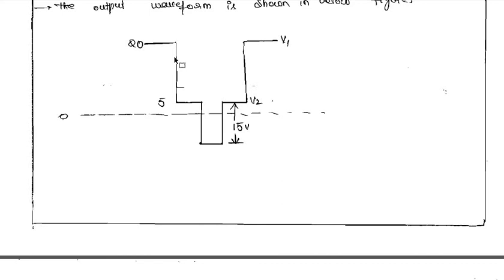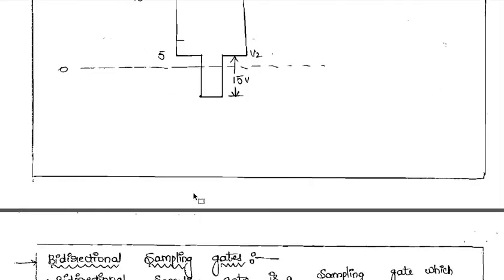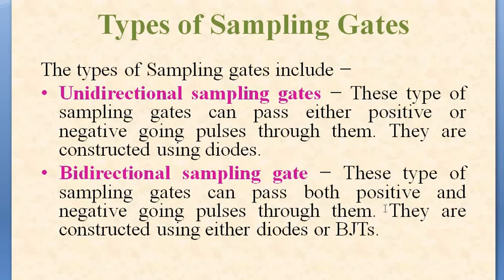So in the next class, I am going to start your next topic, that is bidirectional sampling gates. Correct? So the first part is completely finished. So in the next class, we will see about the bidirectional sampling gates. What actually are bidirectional sampling gates? Here we have to pass both positive as well as negative pulses at a time. For constructing this one, we can either use diodes or bipolar junction transistors.